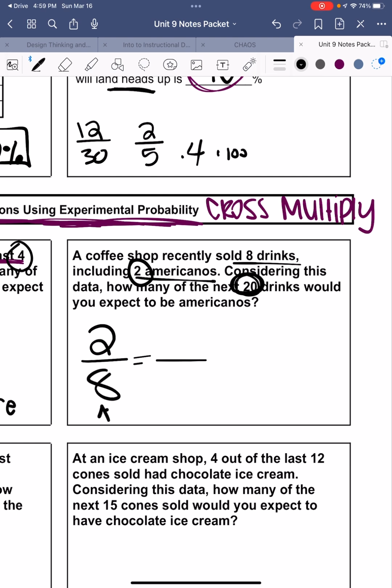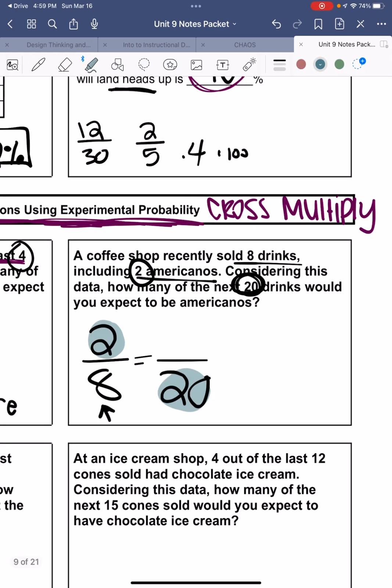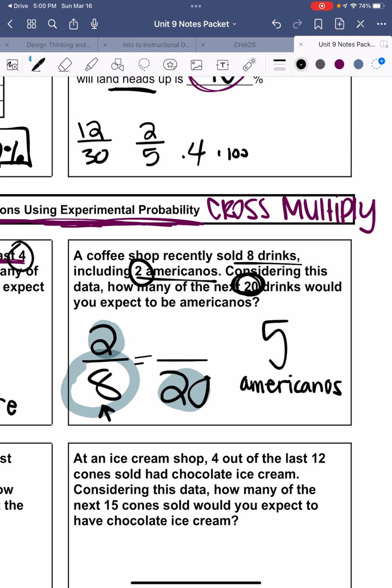This bottom number should always be bigger in this case. And they're asking us about 20 drinks. I'm going to put 20 here. Then I do 2 times 20 and get 40, and 40 divided by 8 and get 5. So out of the next 20 drinks, we think 5 are going to be Americanos based on this prediction.